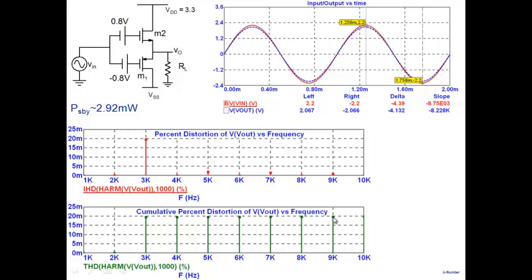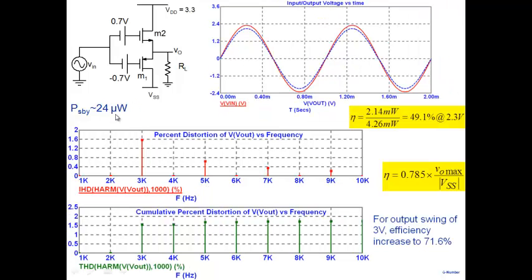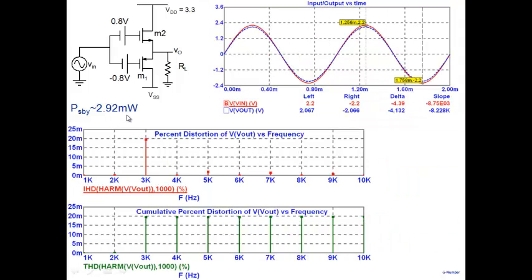Distortion has become less than 20 milli. It's just practically disappeared. Note that 24 microwatts of standby power was there. Standby power is now 2.92 milliwatts. So that's the price that you're paying.